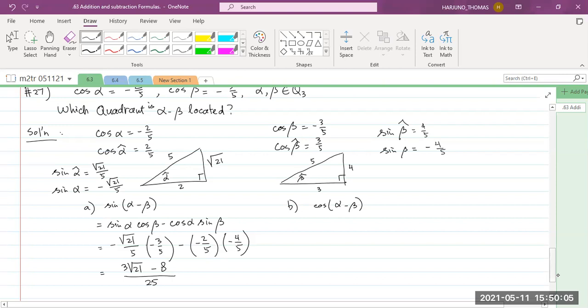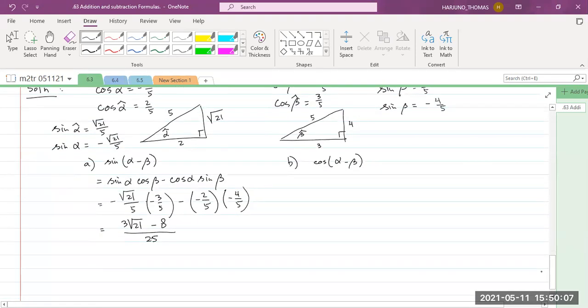Okay, is it positive or negative, by the way? Can you tell, without using a calculator? Is 3 square root of 21 minus 8 positive or negative? Now, square root of 21 is greater than square root of 16, right? Now, 3 times square root of 16, that's 12. So it must be positive. Does it make sense? So this is positive.